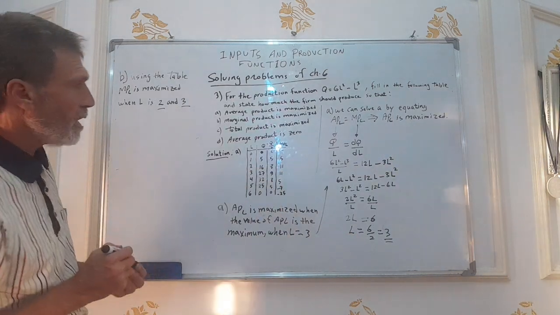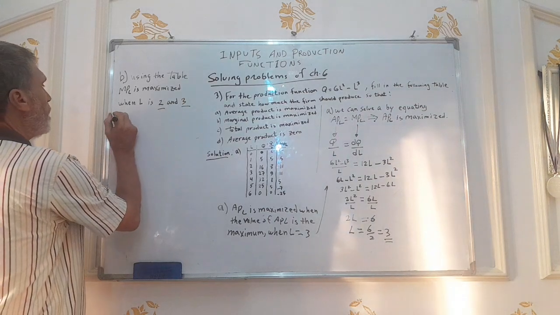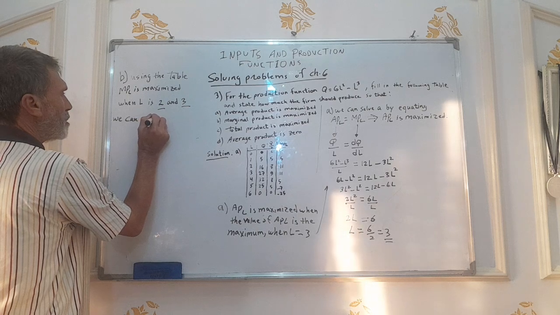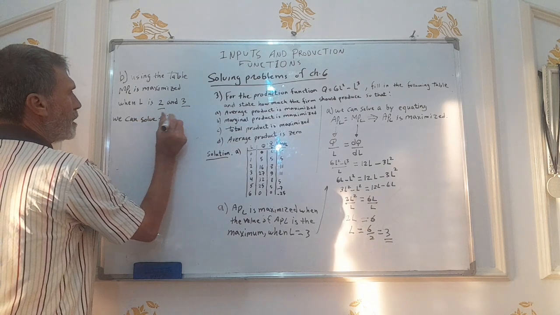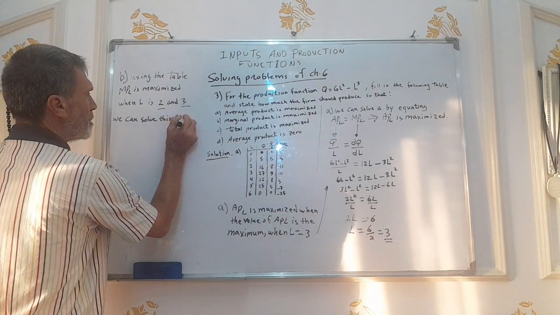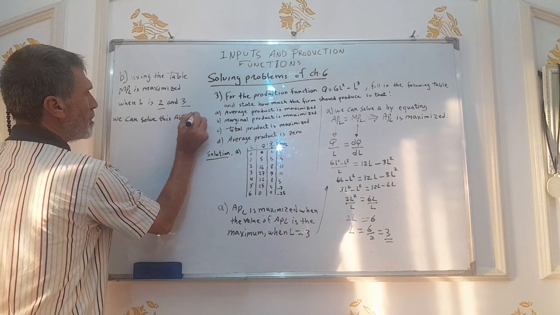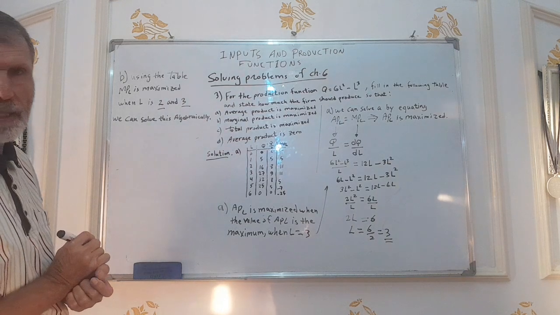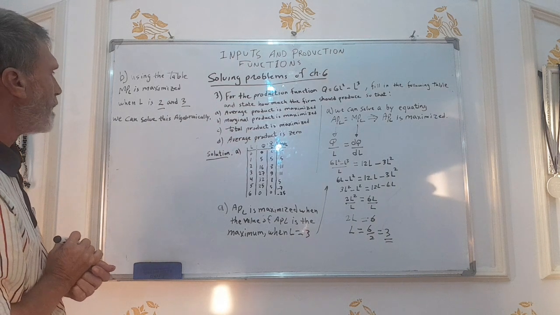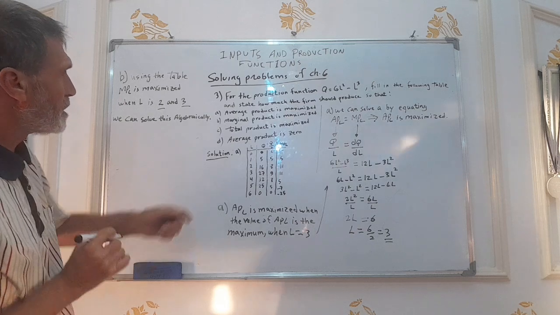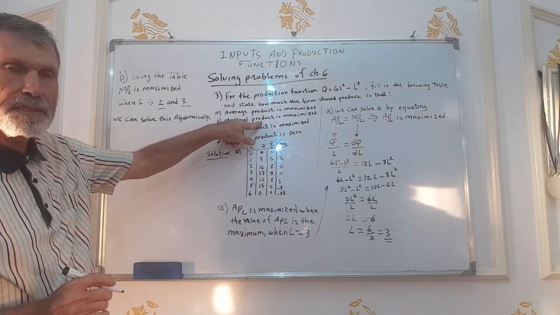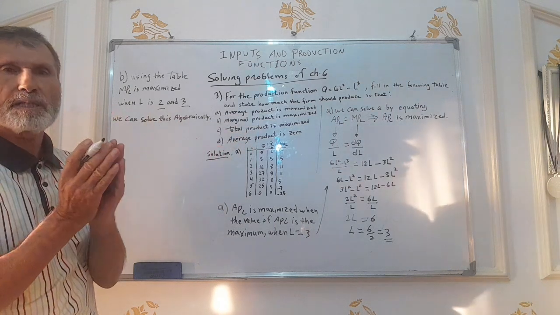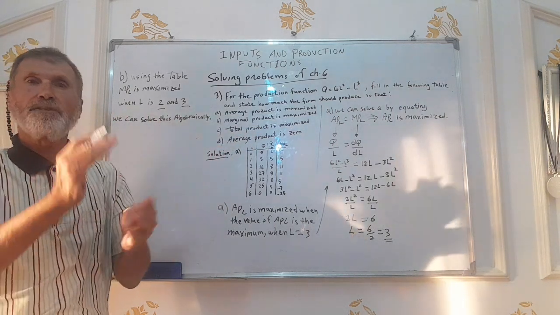Now, we can do that mathematically, we can solve this algebraically. How do we do that? If you want the marginal product to be maximized, the marginal product is a derivative, so we want the derivative to be maximized. That means we need to find the second derivative.